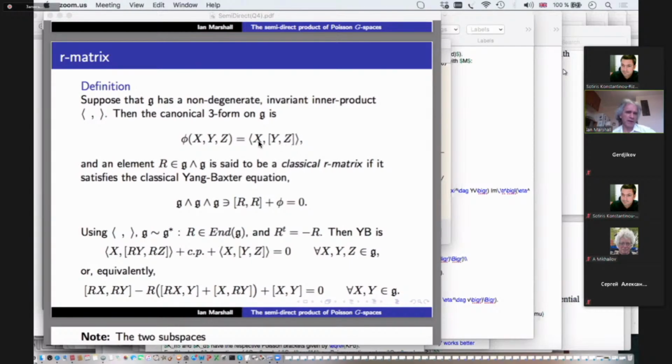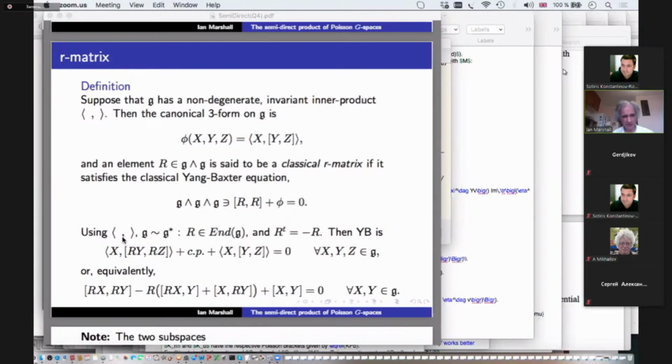The canonical 3-form, its value on x, y, z, is the pairing of x with the Lie bracket of y and z. And now an element R, which is an element in the skew-symmetric tensor product of G with itself, is said to be a classical R-matrix if it satisfies the classical Yang-Baxter equation, which is written here. So it's an element of the triple skew-symmetric tensor product of G with itself. It's something akin to an extension of the Lie bracket, which is written explicitly below, plus φ is 0.